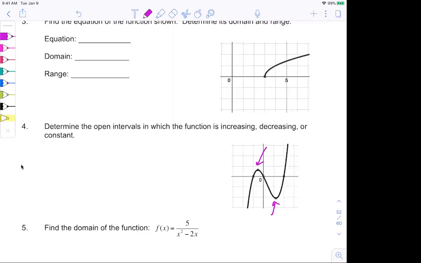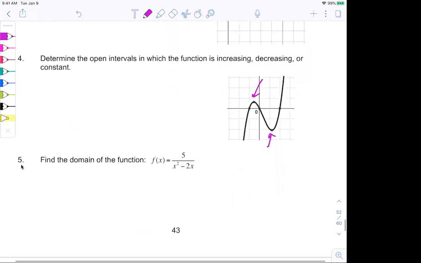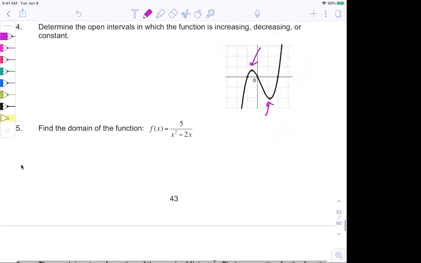And then 5 wants you to, again, find the domain of the function. So thinking the domain, the denominator cannot equal 0. So factor first so that you can get the 2 values in the denominator for x, which it cannot be. So that was a little review of those first 5 problems.